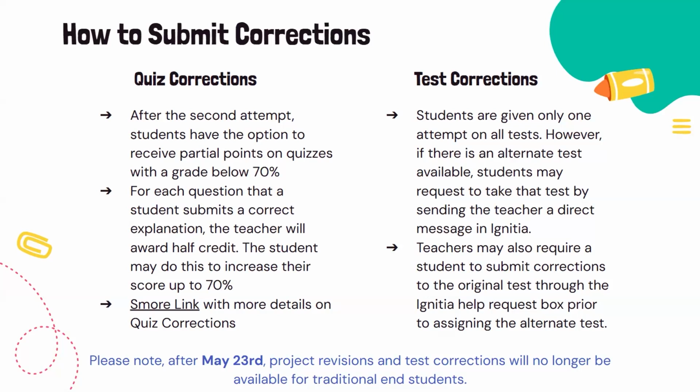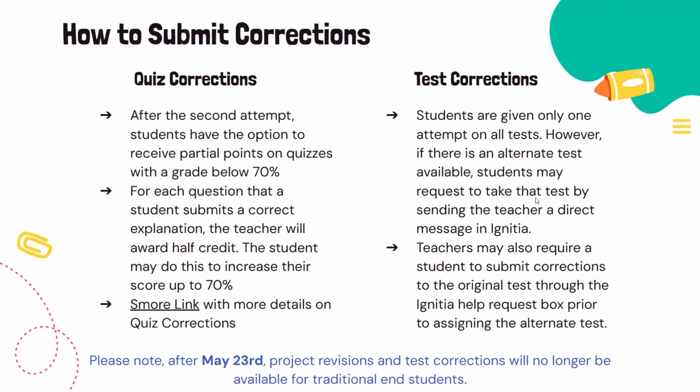And then tests are going to be a little bit different. You only have 1 chance to take each test. However, after a test, there may be an alternate test available. So you can reach out to your teacher to see if there is an alternate test available, and you can request to take that test by sending your teacher a message in Ignitia. If your teacher allows you to take an alternate test, they might first ask you to submit corrections on the initial test that you submitted to make sure that you understand the content prior to taking the alternate test. So your teacher can walk through this process with you, but we just want you to know that these are really great options for students who may want to improve their scores in their courses.